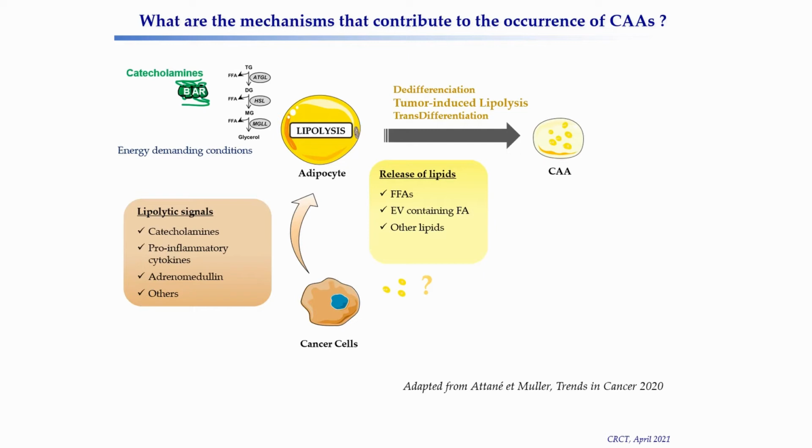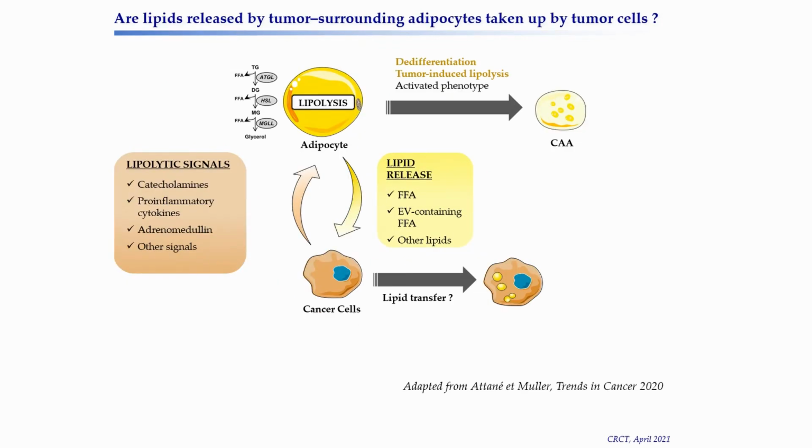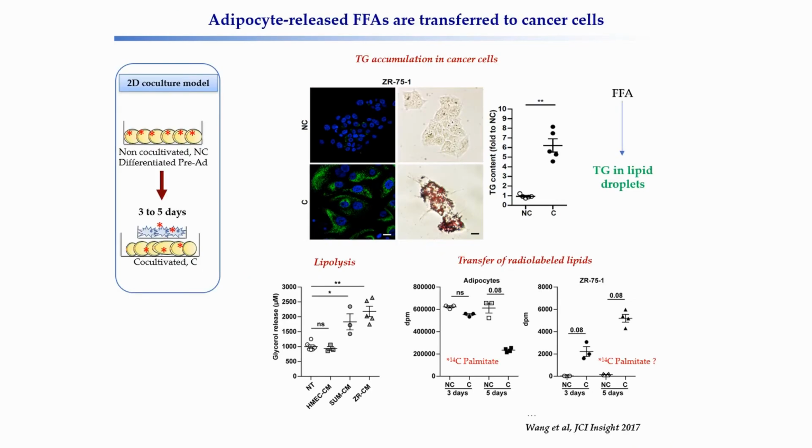So cancer cells are able to induce lipolysis in adipocytes, and it may be considered as a parasitism. They use a physiological pathway to probably have free fatty acid and maybe increase their nutrients and energy. The question is, do we have an accumulation of lipids in cancer cells co-cultivated with adipocytes?